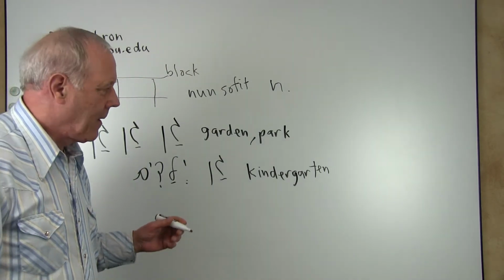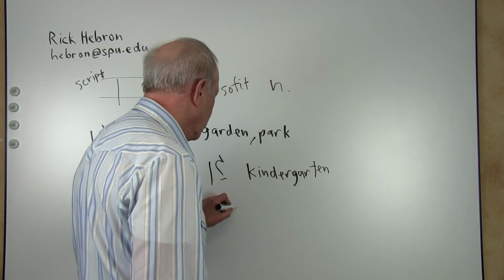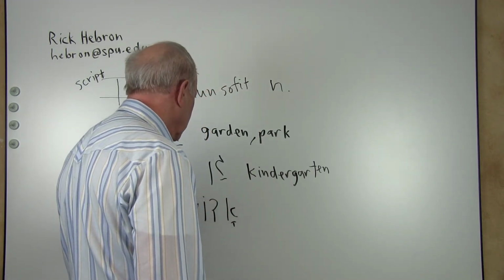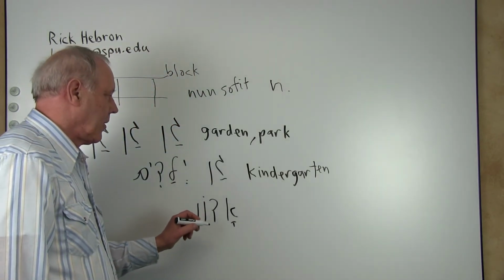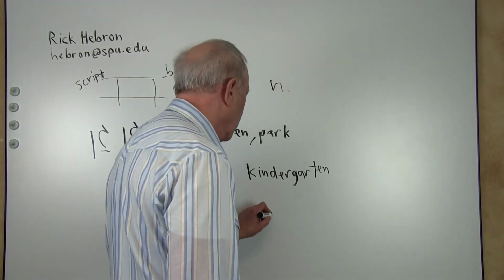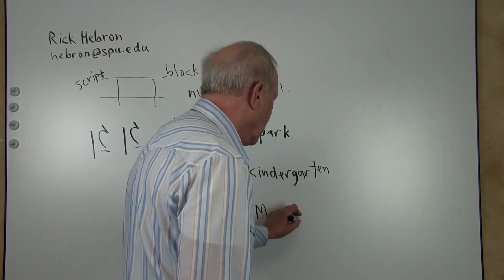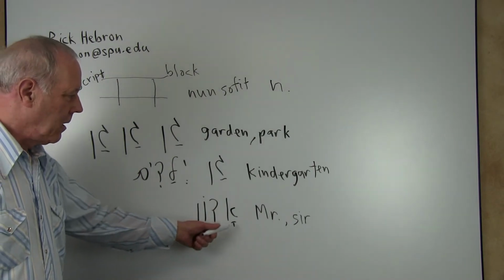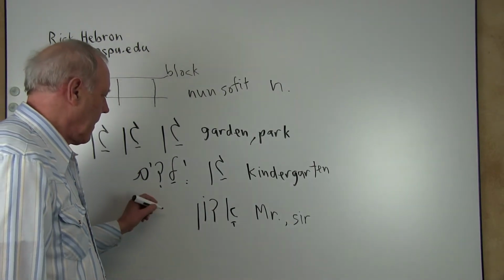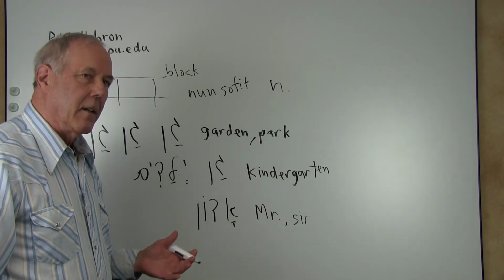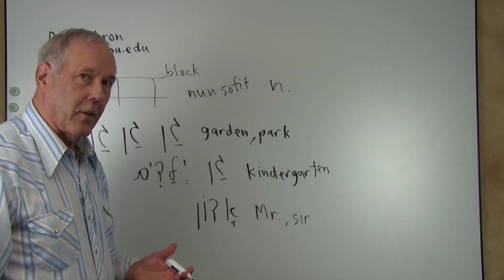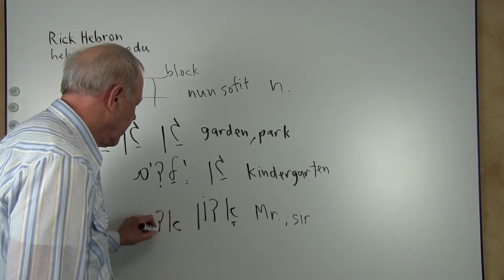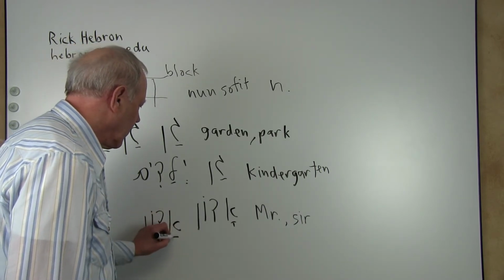Another word, Adon. Means Mr. or Sir. I've seen it used as a name of God also. Adon. Write it. You can use it as a title, like a person might call me Adon Hebron, Mr. Hebron. Adon.